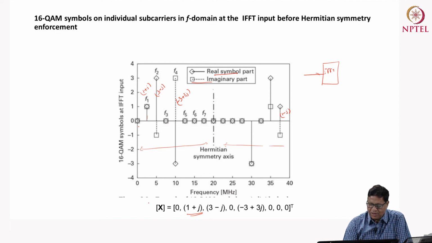And then the next one is 3 minus j, so this will be 3 plus j, and so on and so forth. So these are the 16 QAM symbols on individual subcarriers in the frequency domain at the input of the IFFT before Hermitian symmetry. Once I pass it to the IFFT, Hermitian symmetry is invoked, and then you get the real signal.